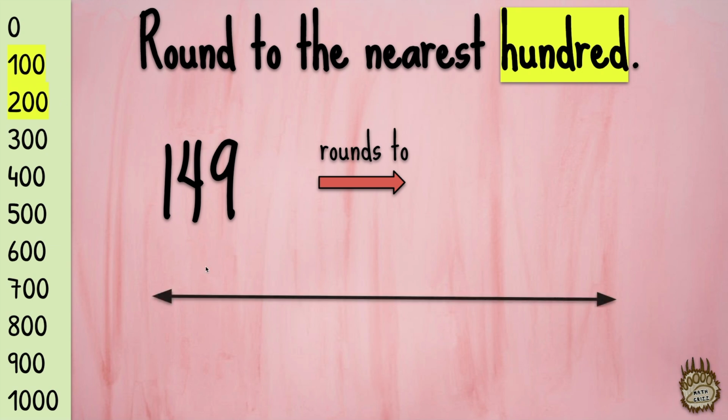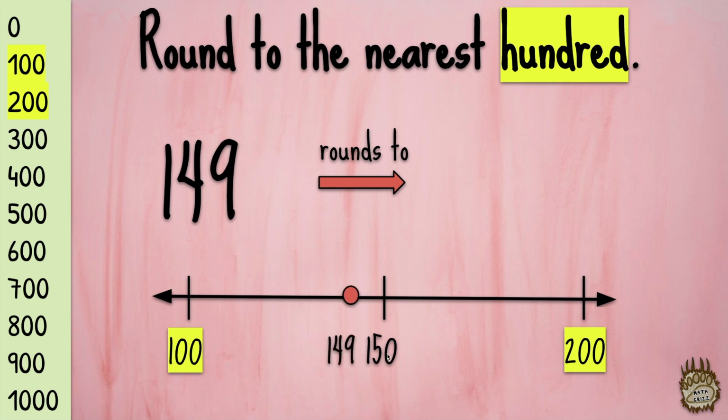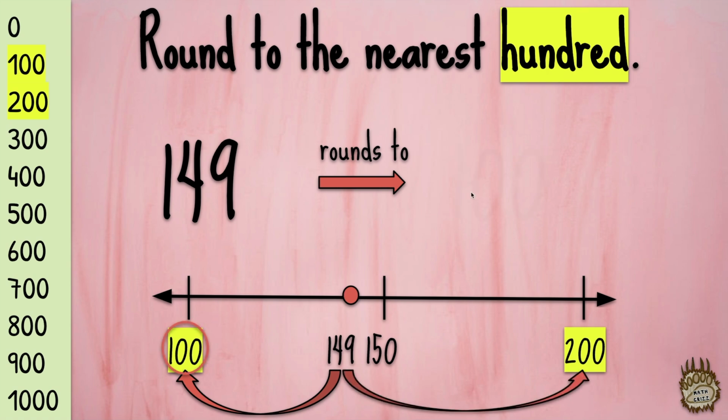So when we make our number line, we will need to write 100 on one side and 200 on the other. Halfway is 150. So let's think, 149. Is that before 150 or after? It's actually right before 150. It's one number away. So let's think, is 149 closer to 100 or 200? It's closer to 100. So we know that when we round 149 to the nearest, or closest, hundred, it's 100.